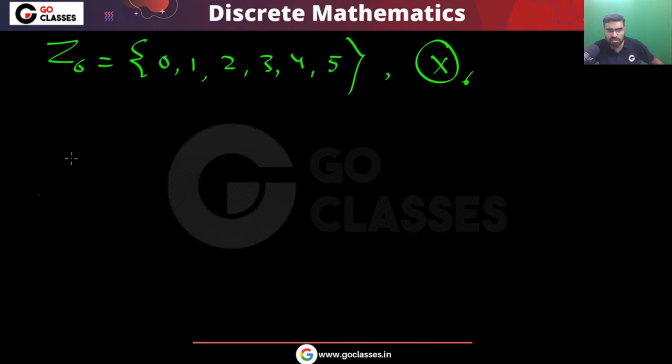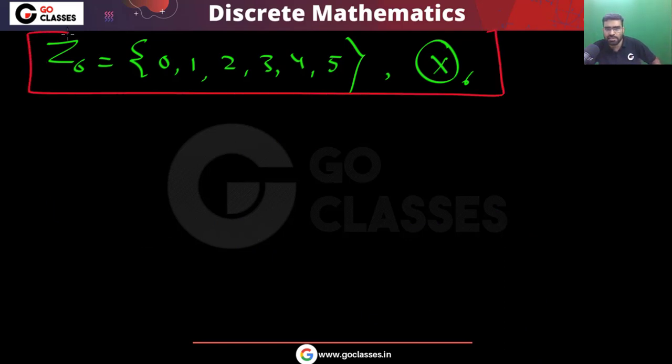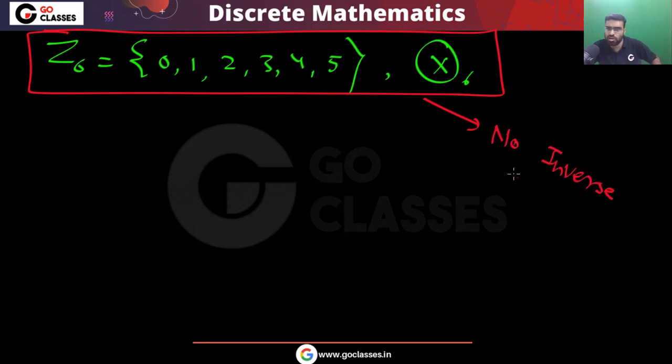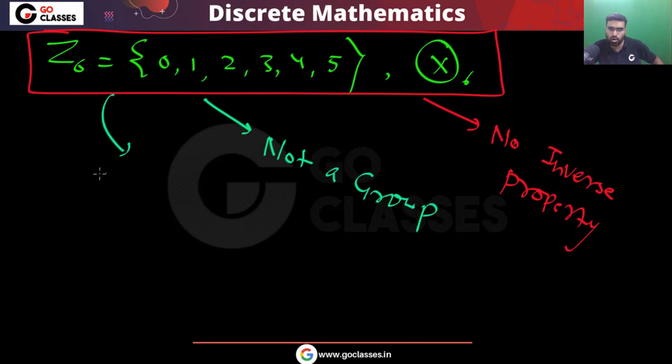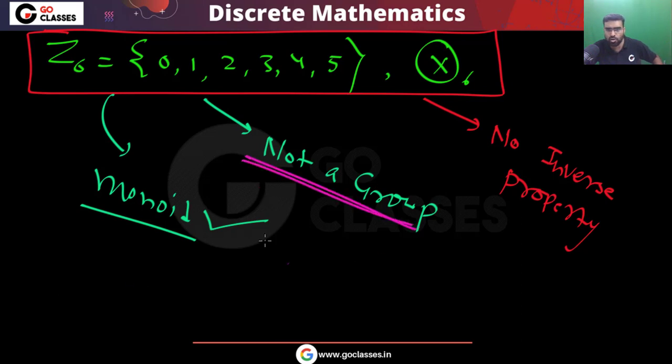So what can you say about this structure? Ultimately, what can I say about this structure? This structure does not have the inverse property. Because this structure has no inverse property, I can say this structure is basically not a group. Yes, this structure is a monoid because associative, identity element and closure property are satisfied. There is no problem. This is a monoid, but this is not a group.